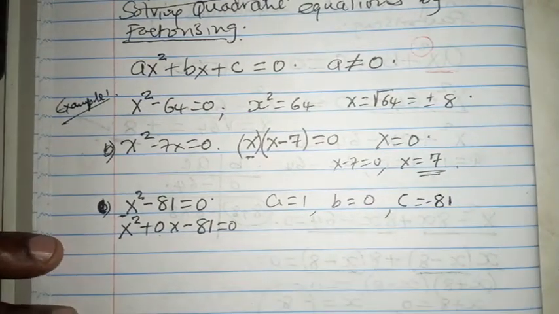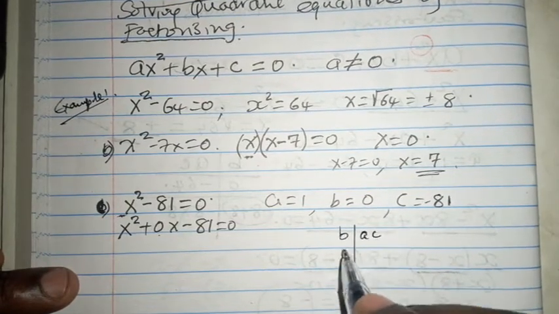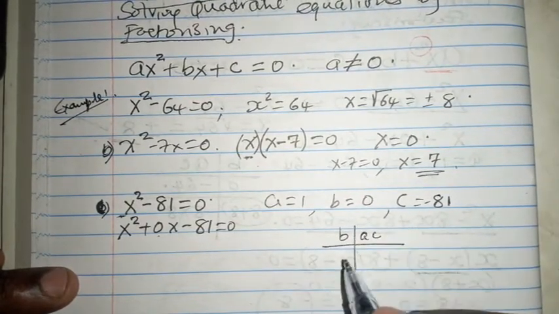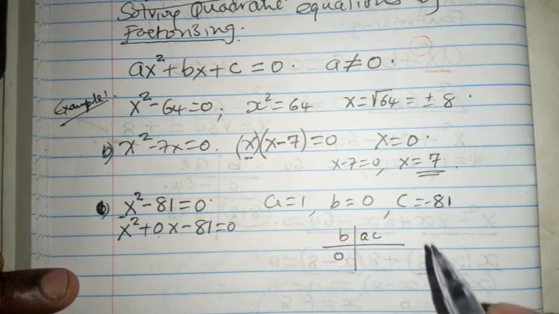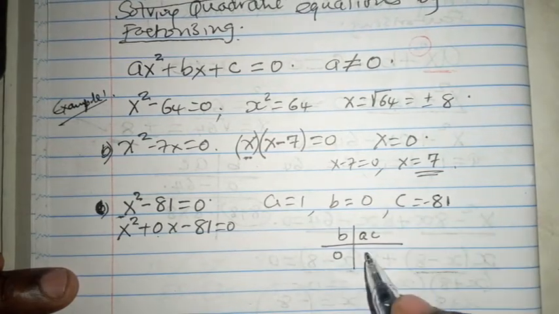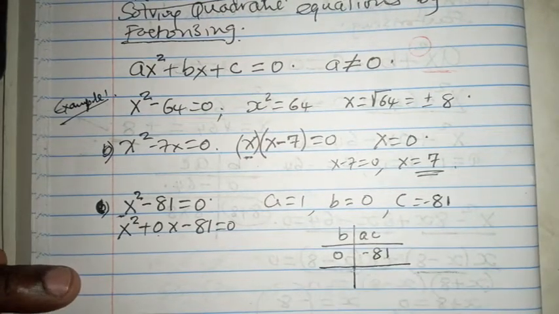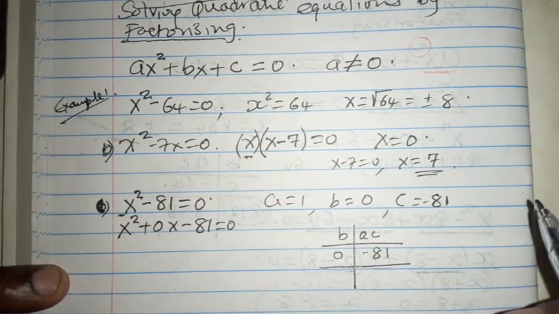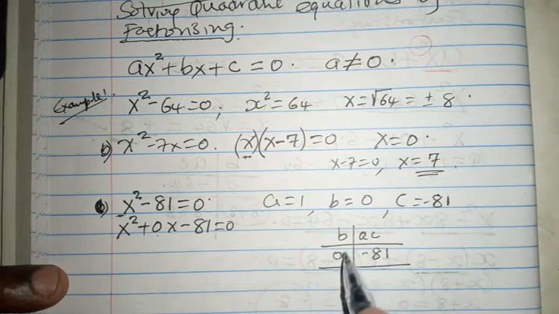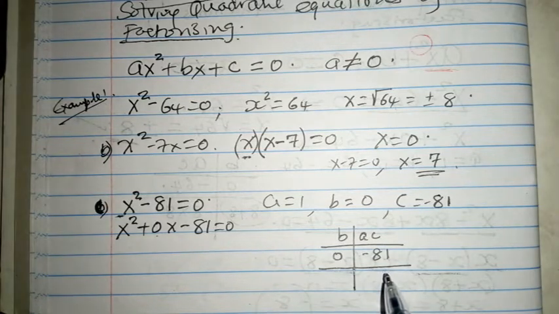The reason why I did this is so that we can give it an approach of the BAC method, and our b is 0, and our AC is the product of a and c, which is 1 times negative 81, which is negative 81. So that we can now welcome the two famous questions. And what are they? Which two numbers do we add that give us b, which is 0, and at the same time the two numbers we multiply to give us negative 81.